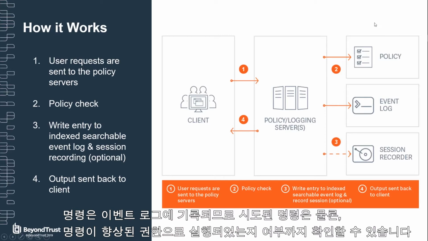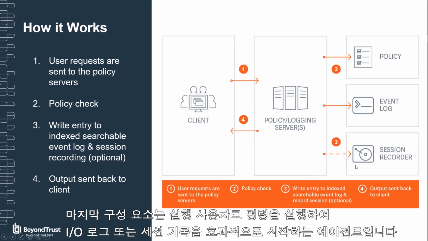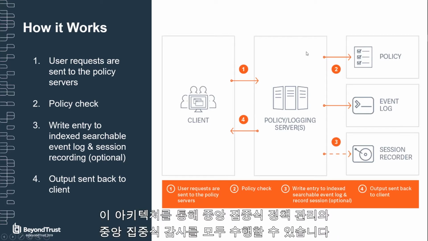These commands are recorded in the event log, so we know which commands were attempted and whether or not they ran elevated. We also have a session recorder, where we can start an I/O or session recording on the policy server before we elevate the command. And the final piece is the agent, which runs the command as the run user, effectively starting the I/O log or the session recording. This architecture allows for both centralized policy management and centralized auditing.